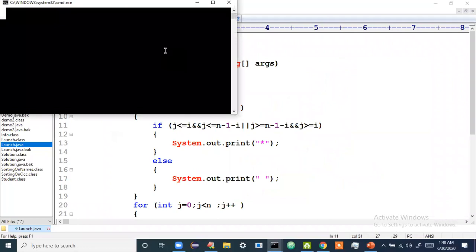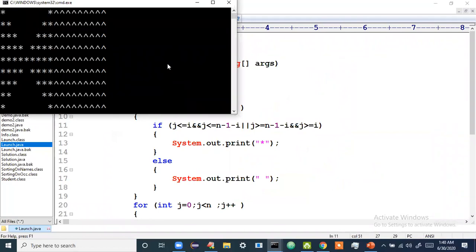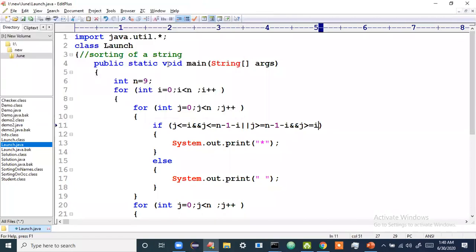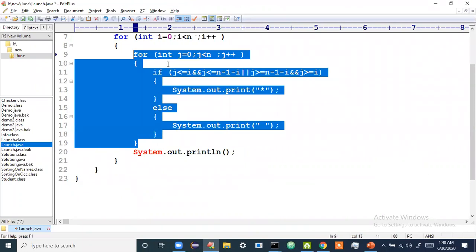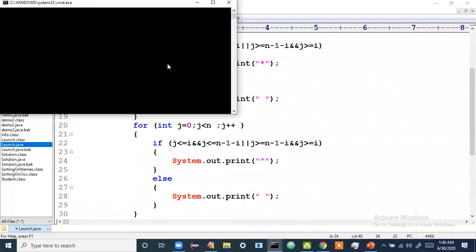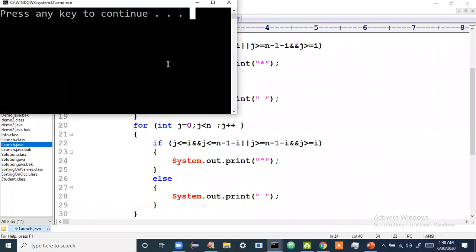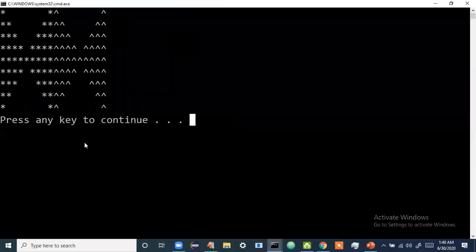When I compile and execute, see, in the first we have got the pattern, right? Now, don't you think the same j loop you have to copy and paste here? Yes, that's what I'll do. I'll copy this j loop and paste it here. To differentiate between them, let me print a caret symbol here. Watch here. See, we have got the output, right? I hope you have understood how to combine patterns.